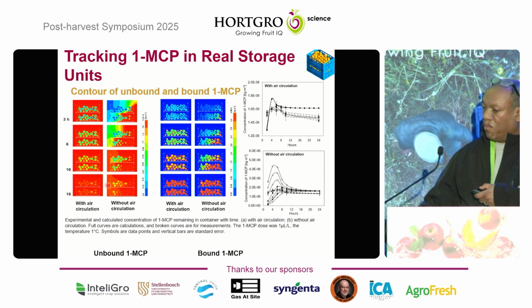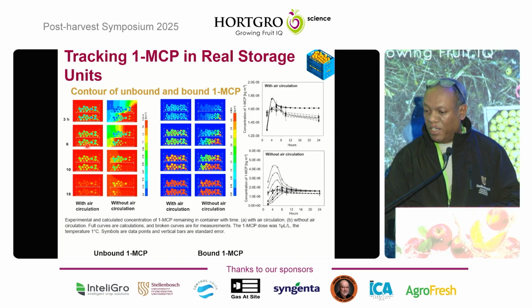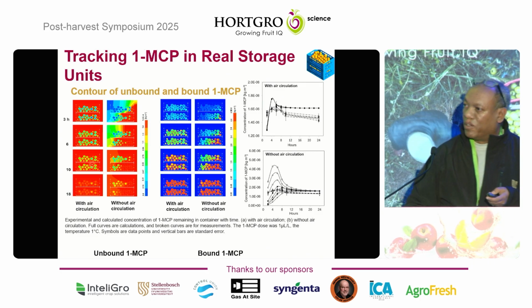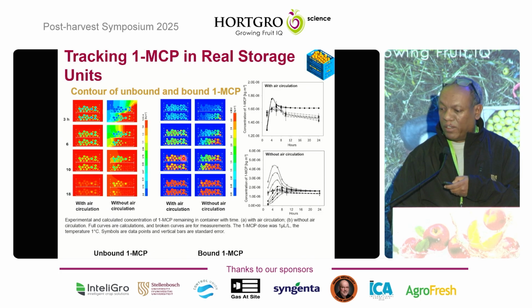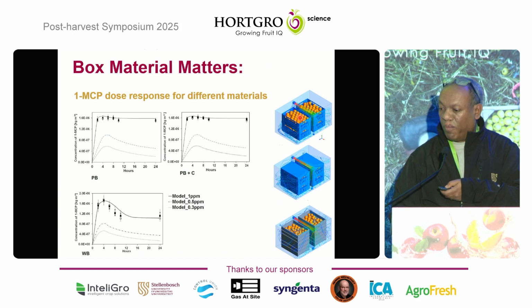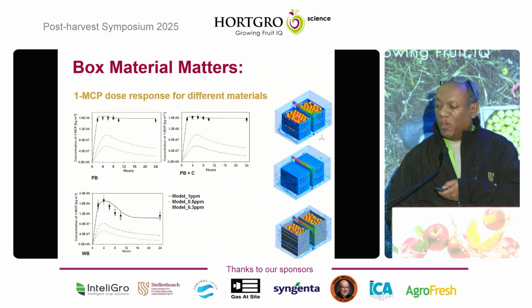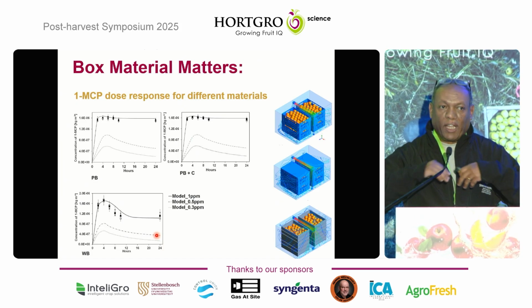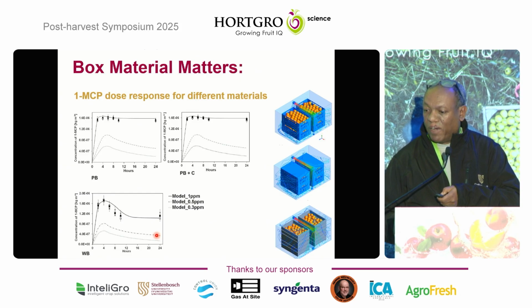We have the model and also the experiment, as you see here, in terms of the air circulation: how air circulation affects the distribution and how different materials affect the distribution is measured here. As you see here, a plastic bin with plastic lining and a wooden bin. Though plastic lining has no effect on the 1-MCP depletion, wooden bin has a huge impact. So box material has a huge impact on the distribution, and airflow and other factors do too.